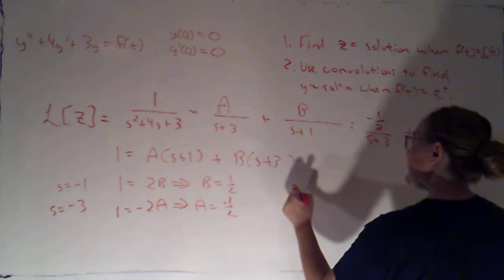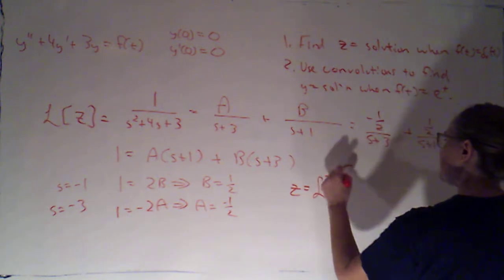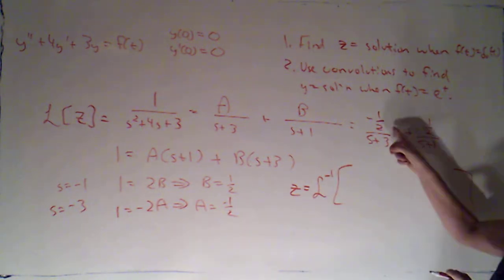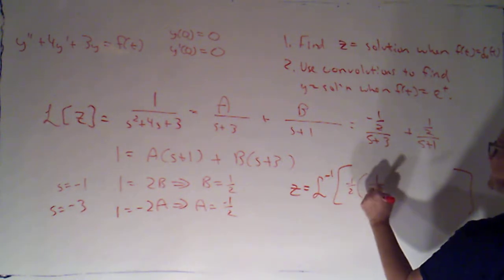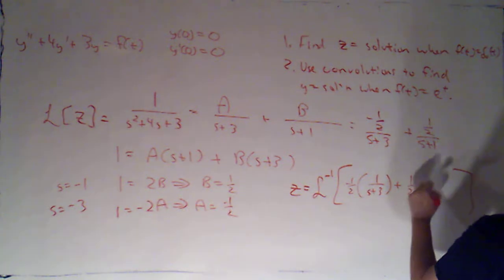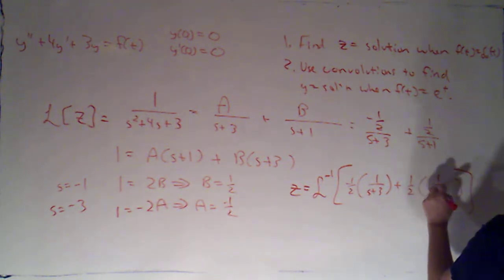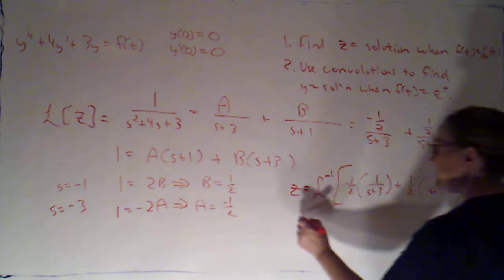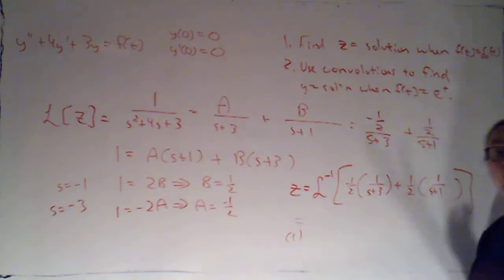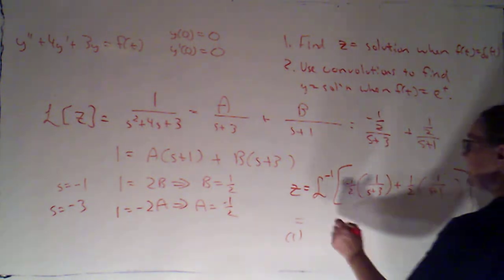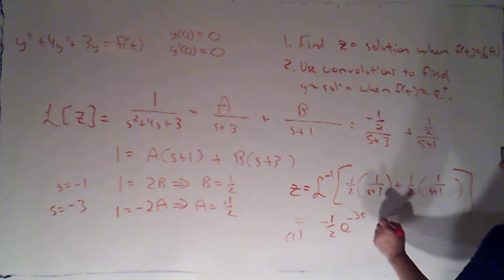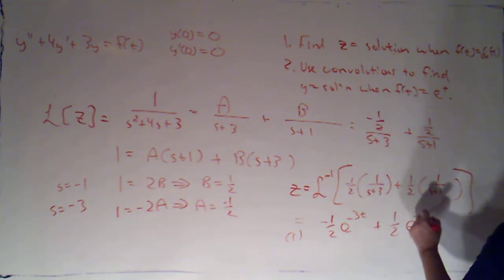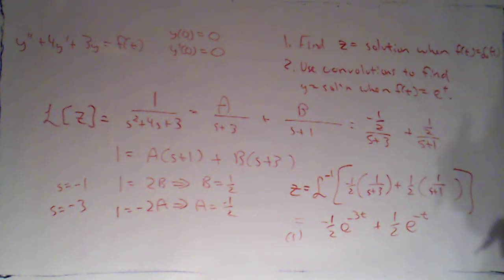So now I can say z is the inverse Laplace transform. I'm just going to bump these constants on top to the front. Negative 1/2 times 1 over s plus 3 plus 1/2 times 1 over s plus 1. Both of these are just formula 1 for exponential functions. So I'm going to have negative 1/2 e to the negative 3t plus 1/2 e to the negative t. Excellent. So that's my z.